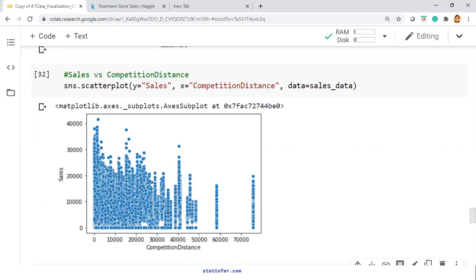So that is the conclusion of continuous versus continuous variable. Are there any questions?